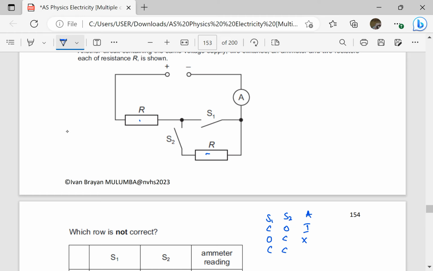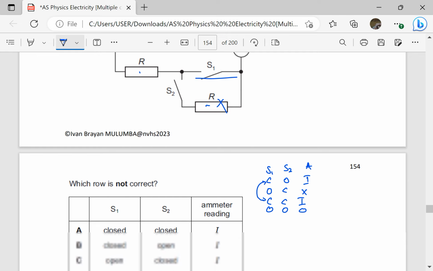When S1 is closed and S2 is closed, it is equivalent to having the first part. As long as S1 is closed, there's a short circuit, so no current goes through R, it just goes directly through the switch to the other part. So the current will still be I, because this one will be out of the circuit. Even if S2 is closed, no current goes through this route when S1 is also closed. Of course, if both of them are open, there will be no current, so that will be 0. Let's see the options which are there.